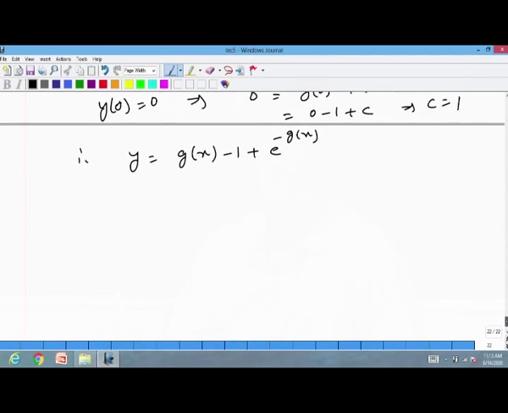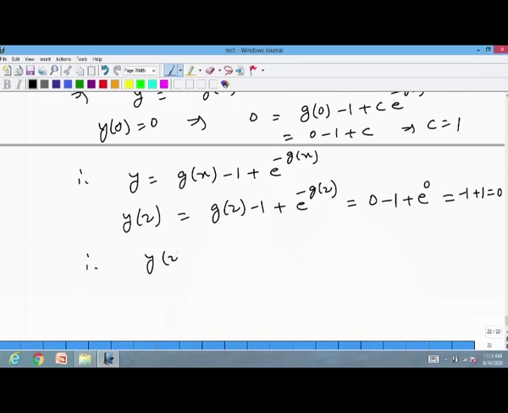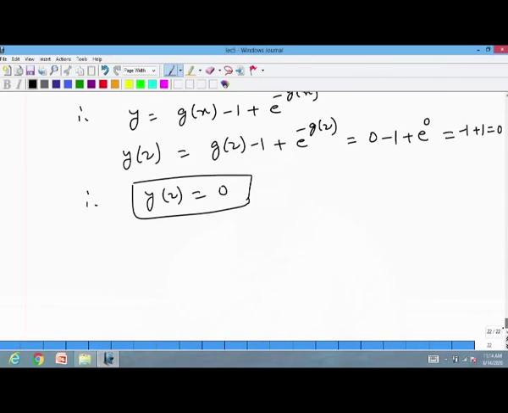Now, we need to calculate y at 2. So, y(2) will be equal to g(2) minus 1 plus e to the power minus g(2). g(2) is given to be 0. So, this is 0 minus 1 plus e to the 0. So, this is equal to minus 1 plus 1, which is 0. So, therefore, y(2) is equal to 0. So, again this problem was a first order linear ODE. So, we can easily solve this.